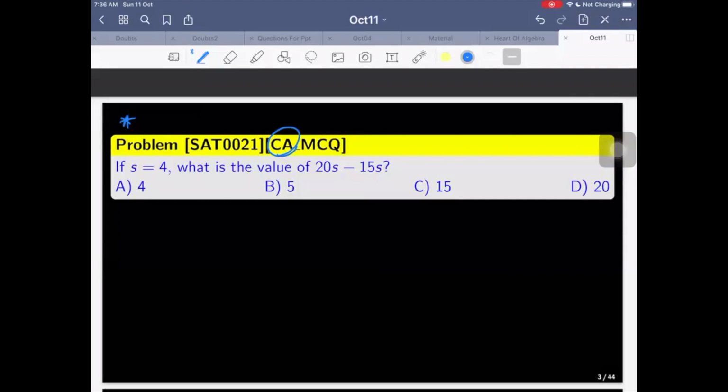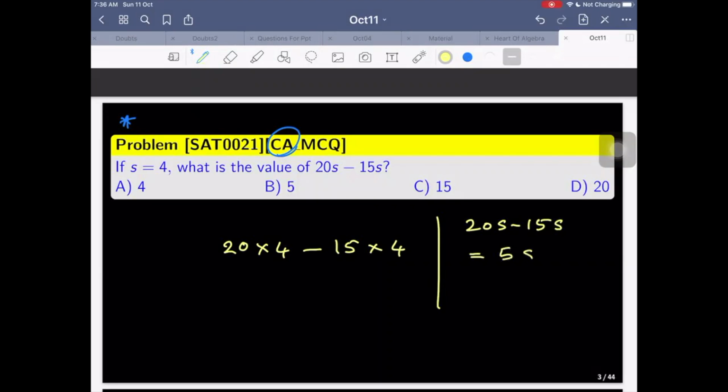And another thing I want to tell you is, see, what if you evaluate these two expressions separately, say 20s into 4 minus 15s into 4. What happens if you do it this way? And what happens if you do it this way? 20s minus 15s is just 5s, which is 5 into 4. This is one way to do this.